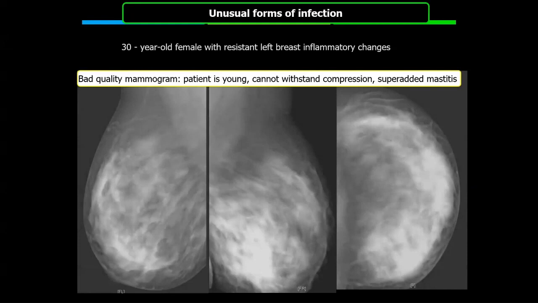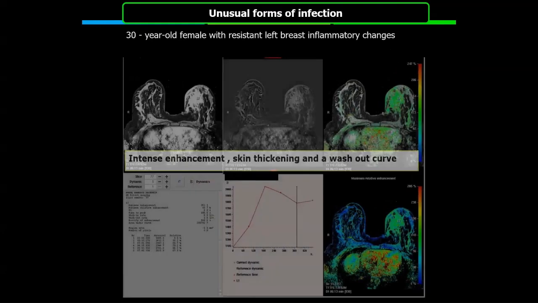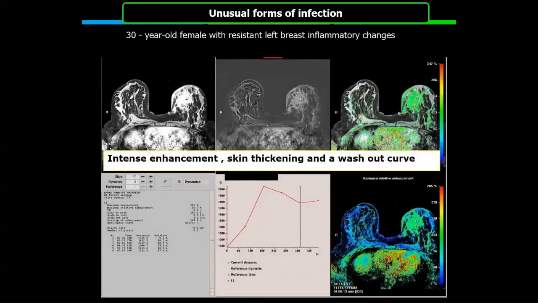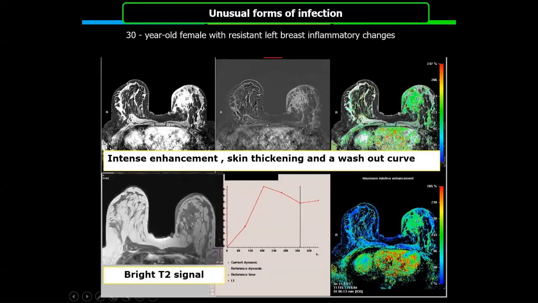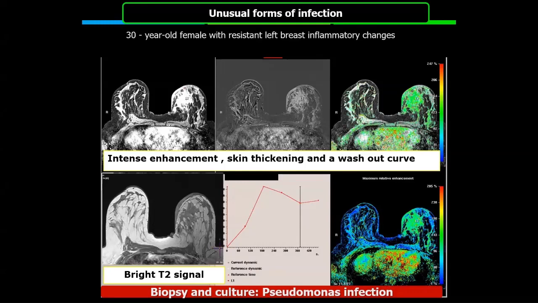This was another case, one of the cases that I showed you at the beginning of my lecture. She's a young female. This is a bad quality mammogram because the patient was young. She could not withstand compression, with superadded mastitis. This was her MRI examination, and there was regional non-mass enhancement and a type 3 curve. But looking back at the T2 signal of the same area, it was an intermediate to bright signal, and usually this signal indicates more of a benign than a malignant pathology. And actually, a biopsy was taken, and it was simply Pseudomonas infection of the breast.